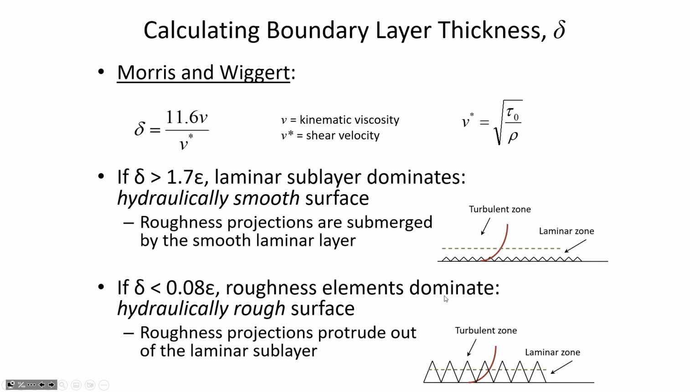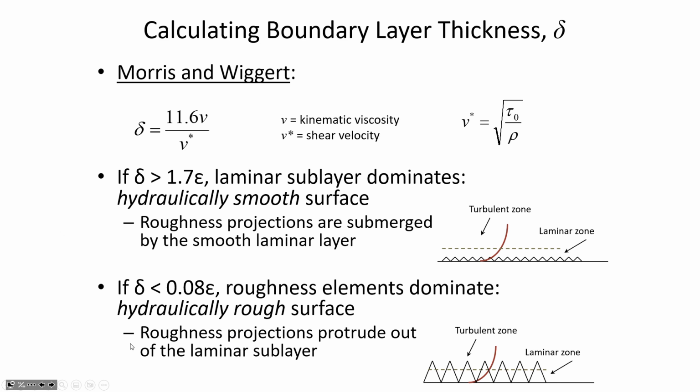But if the laminar sublayer is so small that it's less than 0.08 times the roughness, then they call that hydraulically rough. So there's a big middle zone there. In the same way that with Reynolds number, below 2000 is laminar, above 4000 is turbulent, and transition flow is in between 2000 to 4000.